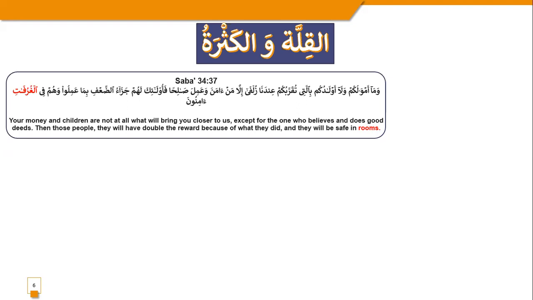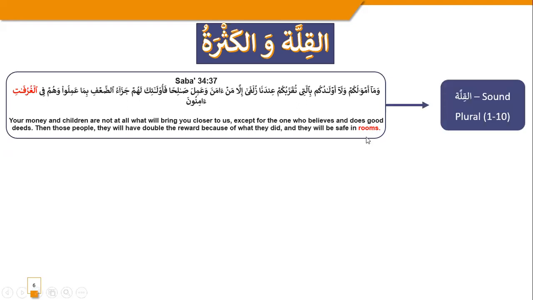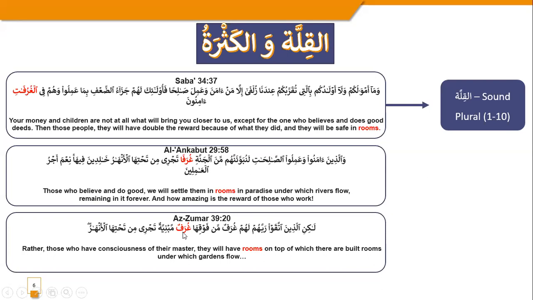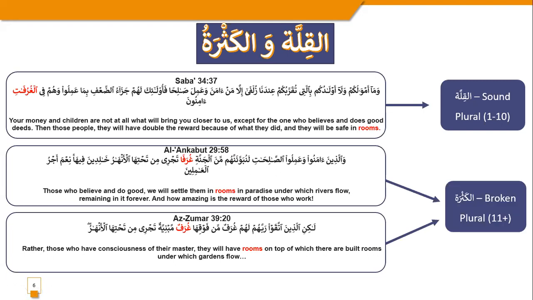Now let's look at another ayah. By the way, this is sound plural. Just to remind you, 1 to 10, al-qilla. Now let's look at other ayahs. This is Surah Al-Ankabut, where ghurafan is used. If you see, it's not sound plural. Another ayah is again ghurafun, which is again not a sound plural. These both are a jamul kasra, which is broken plural, which again I would remind you signifies something like a bigger number. So what is the significance?